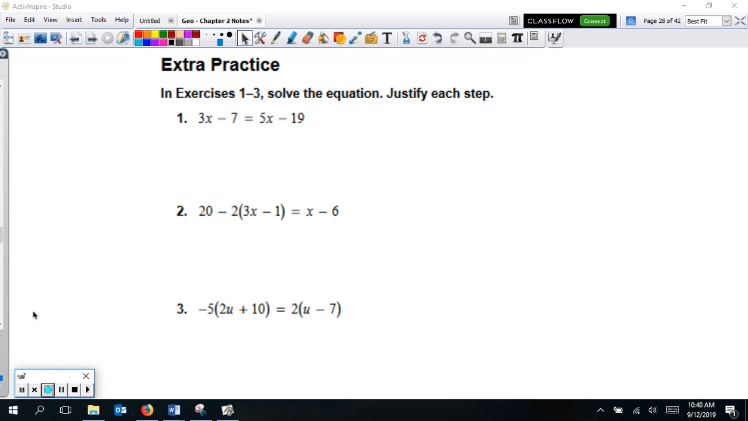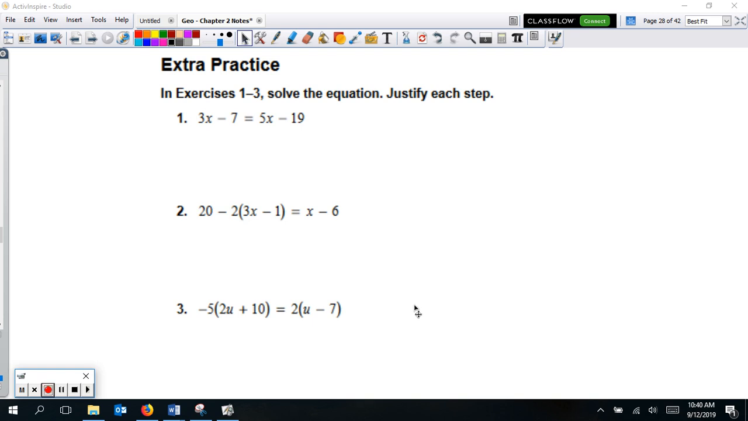Okay, so we're on page 53 with the extra practice. 1 through 3, you're going to solve the equation, just like you did in Algebra 1, really. But this time, we need to justify each step. You need to write the reason for each step, and the very first one is going to be given. So right next to each problem here, just write the word given. Given next to this one, next to the negative 19, write given. Next to negative 6, write given. Next to this parenthesis here, write given. That's the given part of our equation there.